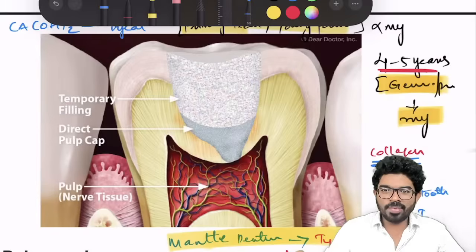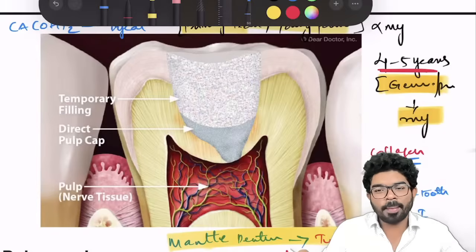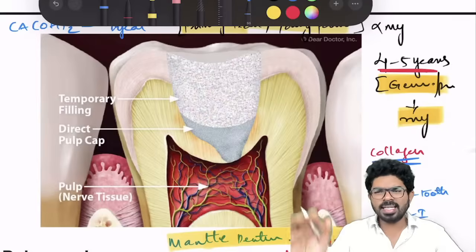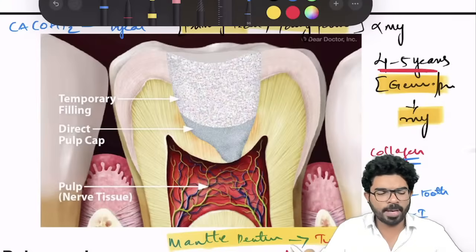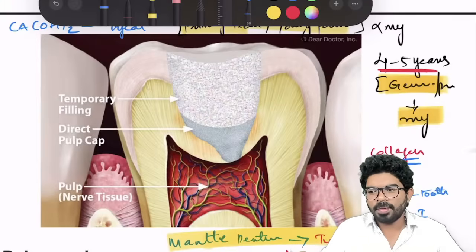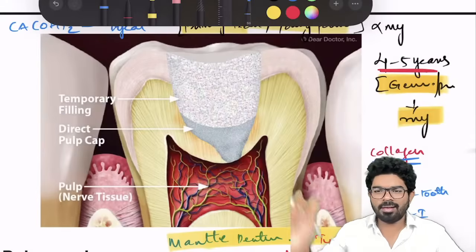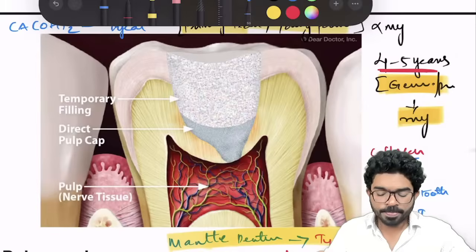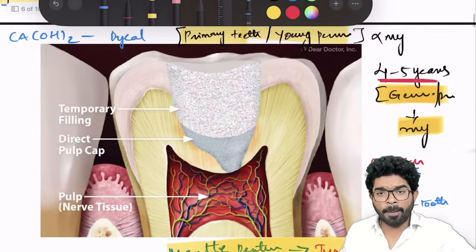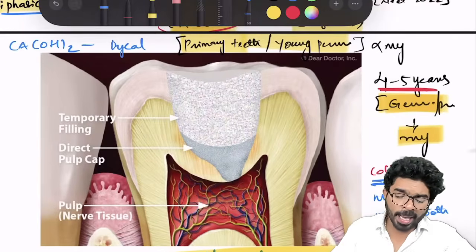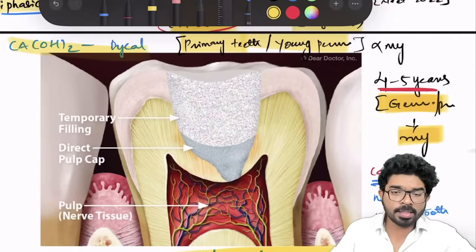Isolation is not isolation with cotton rolls, it is isolation with a rubber dam. Proper sealed isolation with a rubber dam should be there, because whenever the pulp is exposed and infection is there, it spreads easily through the blood. The easiest way of spreading of infection into the pulp is blood spread. Blood will make it very quick.